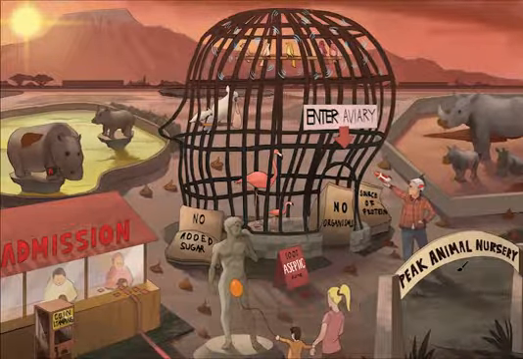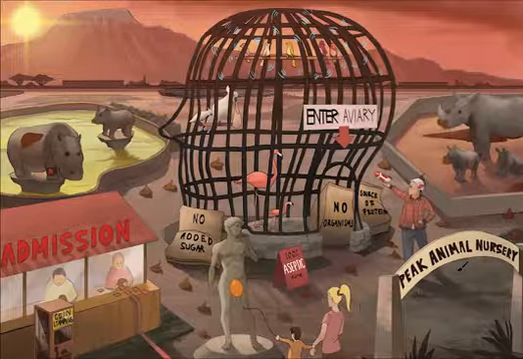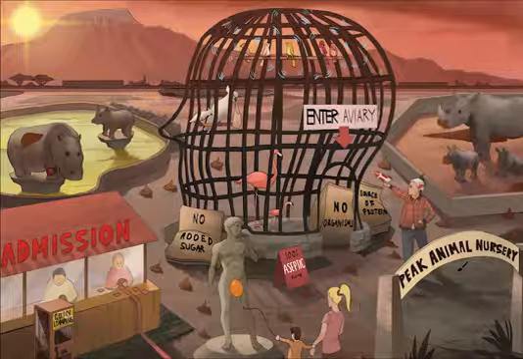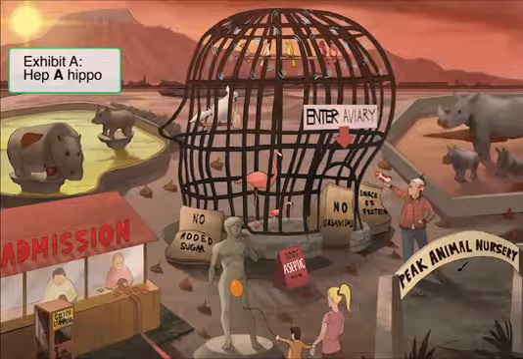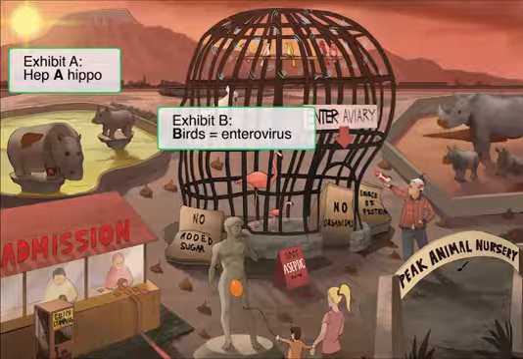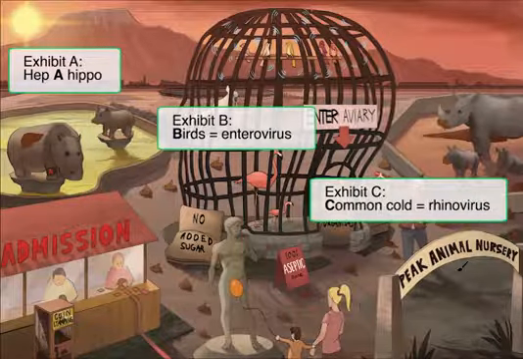So really this overview is just to remind you of some general characteristics of picornavirus and to make sure you remember all the different types of picornaviruses that you'll be tested on. Just a little helpful tip so that you can remember these exhibits. Think of them as exhibits A, B, and C. Exhibit A for hepatitis A, hippo, so that way you really remember which hepatitis it is. Exhibit B is birds, which of course are enteroviruses. And Exhibit C is the common cold rhinos. Alright, now that we're done with our overview video, let's go into more detail with each of the members of the picornavirus family.